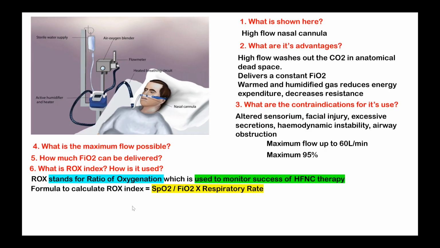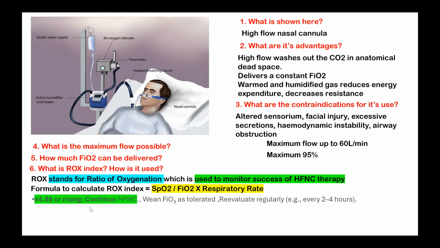And what are the values and what decision do you make to assess the success? Sir, a value of more than 4.8 is success, sir. Very good. We can continue if 4.88 or rising, continue HFNC, wean FiO2 as tolerated, reassess regularly every 2 to 4 hours. Very good. 4.88 or more, that is the index to continue. Then what is the next value? Less than 3.8 is failure, sir.